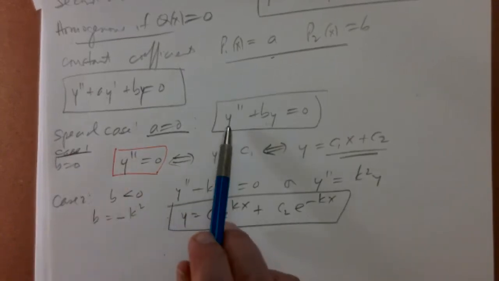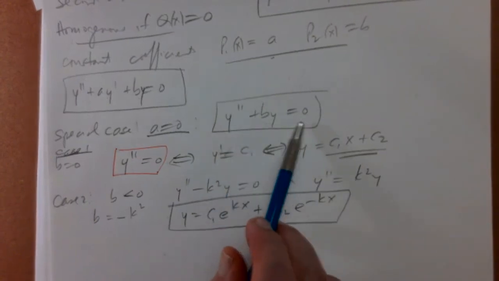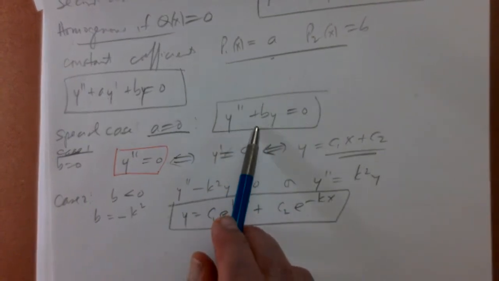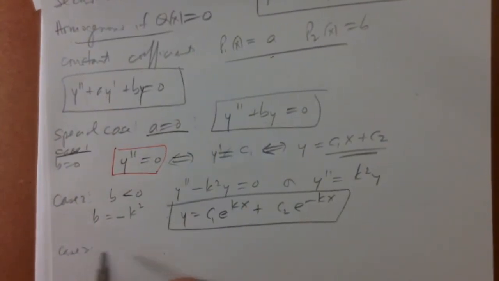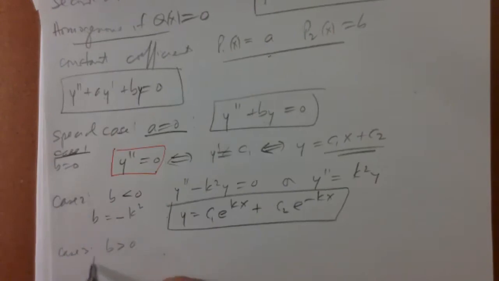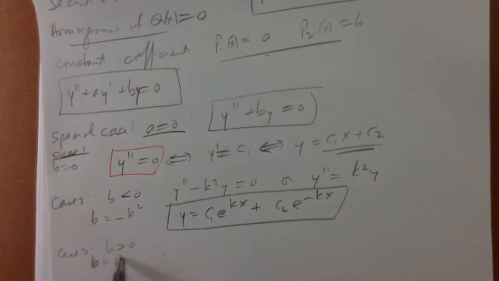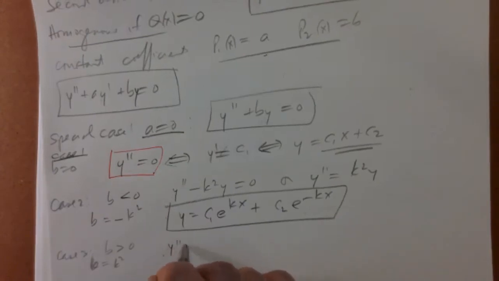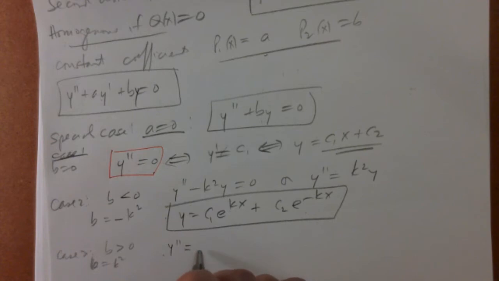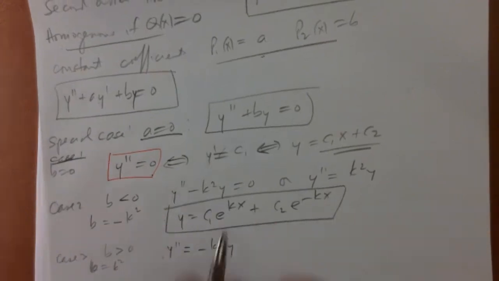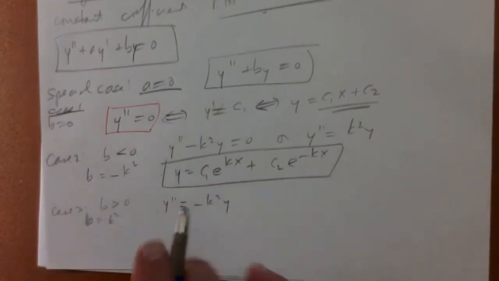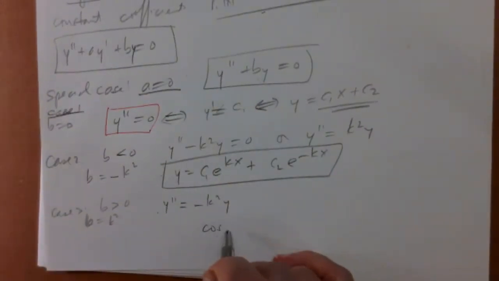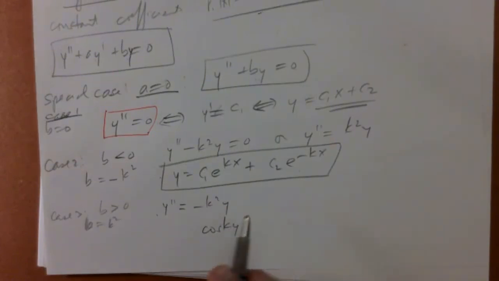All right, so we have the equation y double prime plus by equals 0. We have the case b equals 0. We have the case b negative. So the third case is b is positive. So you can write b as the square of something positive. So this is the equation y double prime equals minus k squared y. And again, you can check that one solution is cosine of k times x.